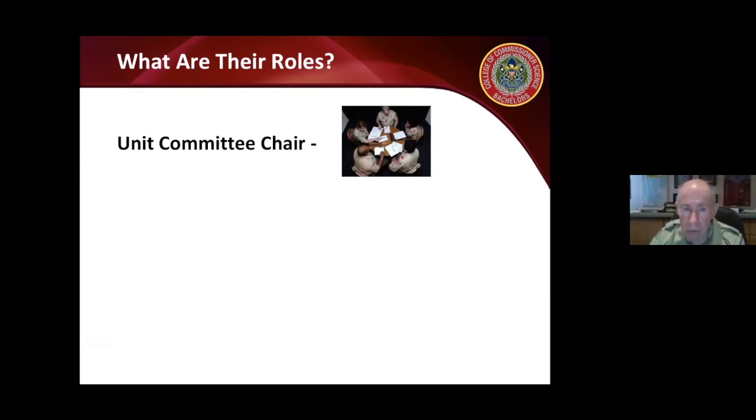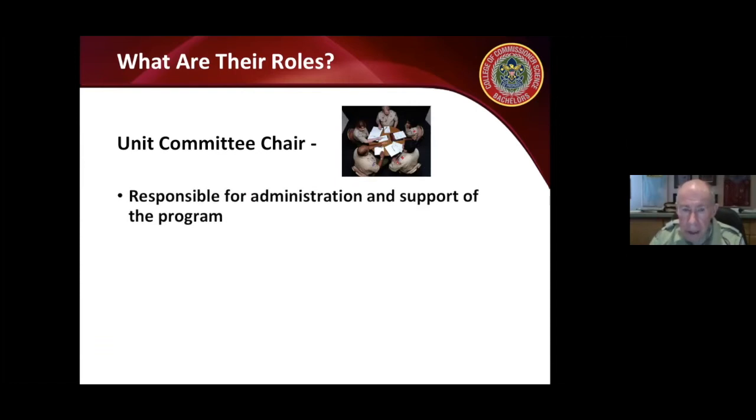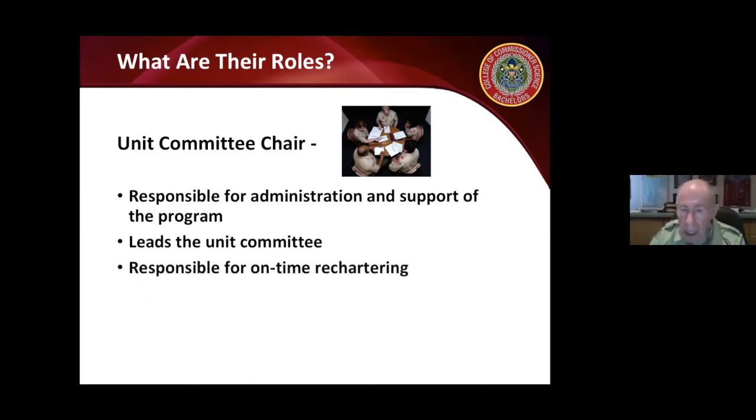What is the role of the unit committee chair? They are responsible for administering and supporting the program. There needs to be good harmony in the Key 3, especially between the committee chair and the unit leader. The chair leads the unit committee and is responsible for the on-time rechartering.